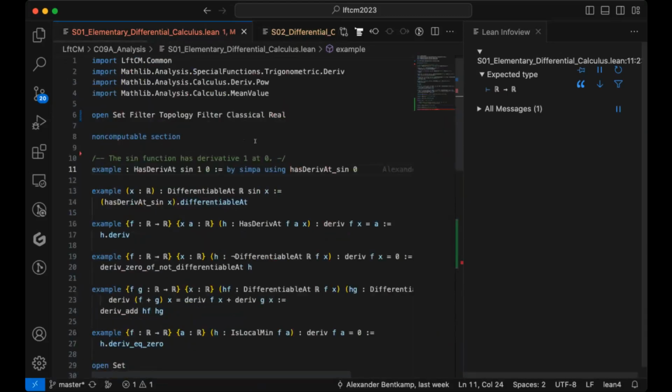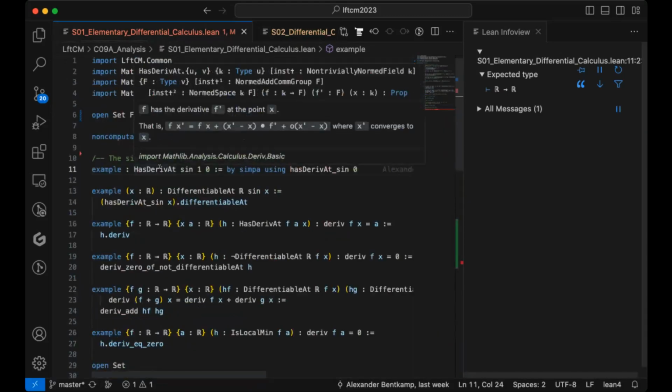Okay, so that's fine. But what about sine and what about its derivative? Well, maybe the most important part of this line is this HasDerivAt definition, which my cursor is currently slightly blocking. Sorry? Yes?